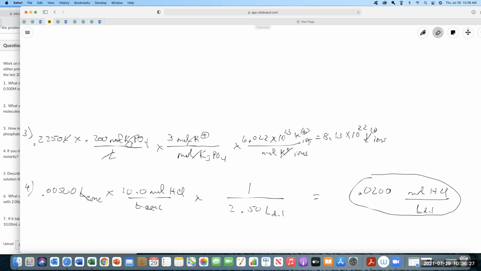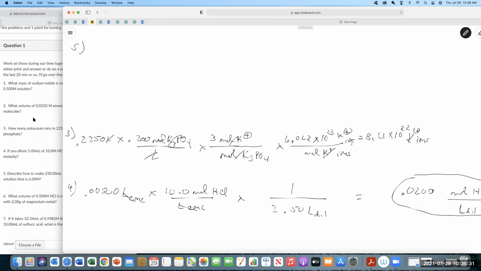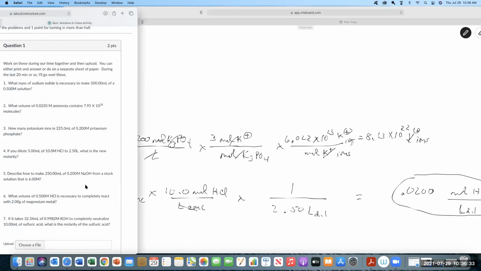All right, so let's go to number 5. Number 5 says describe how to make. So this is another working backwards. When you're making a solution, I'm going to turn off the screen share for just a second. Here's my stock solution, and I'm going to make a new solution out of it.